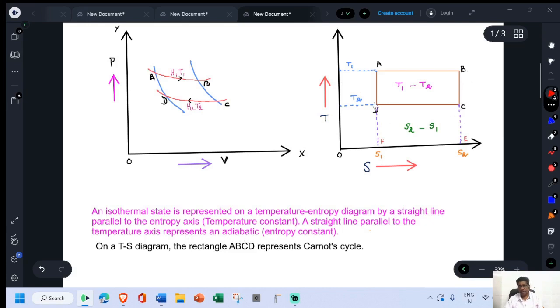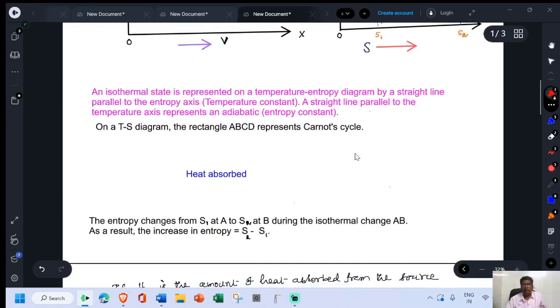Adiabatics BC and DA, these 2 are adiabatic lines. Here they are parallel to the temperature axis. Therefore, entropy is a constant. On a TS diagram, temperature entropy diagram, the rectangle ABCD represents the Carnot cycle. The total Carnot cycle is represented by this rectangle ABCD on the temperature entropy diagram. Now we should talk about heat absorbed.